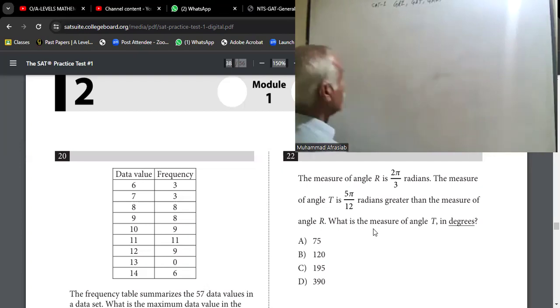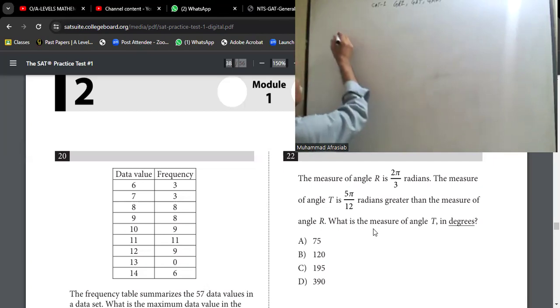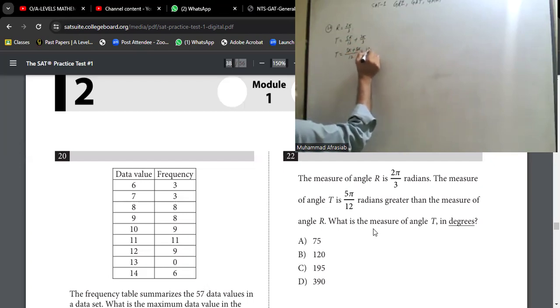So the value of R, question number 22, is 2 pi by 3 radians. And the value of T is 5 pi by 12 more than the value of R. So the value of T is equal to, 12 is the LCM, 5 pi plus 4 twos are 8, 3. So it is equal to 13 pi by 12 radians.